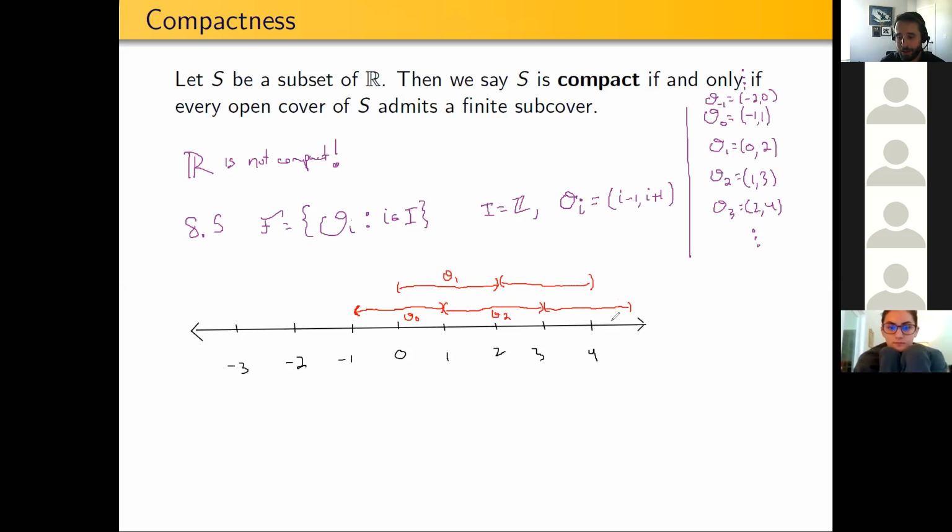Sorry, not to get too far ahead of myself. I want to claim that this is an open cover for the set R, our set of all real numbers. So why is this an open cover for R? Claim: F is an open cover for R.